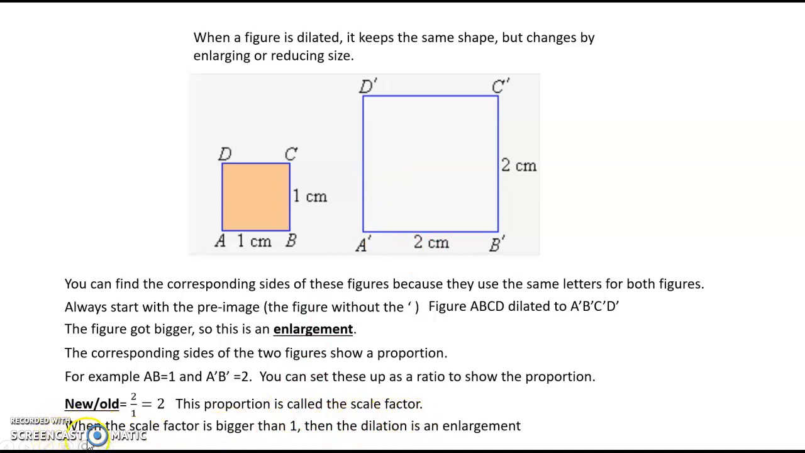On a side note, when the scale factor is bigger than 1, like it is right here, we found that everything was multiplied by 2, so 2 is bigger than 1, and that means it's an enlargement. So if you ever see that the scale factor is 2 or 5 or 7, anything bigger than 1, that means that it is an enlargement.